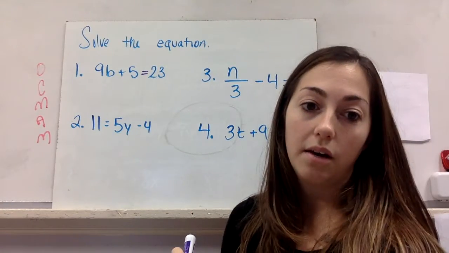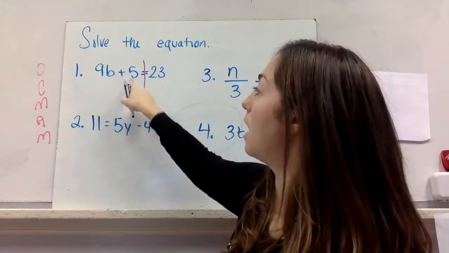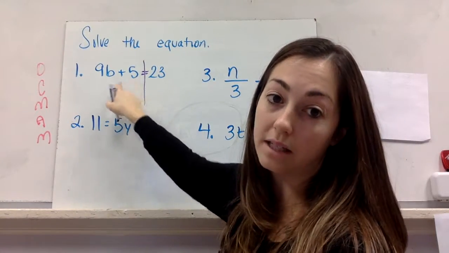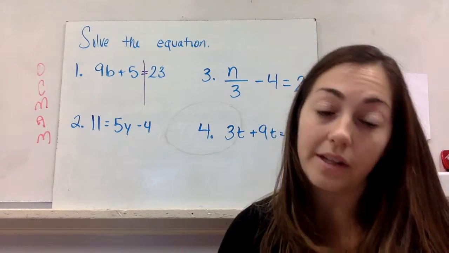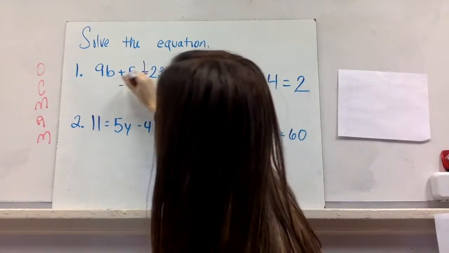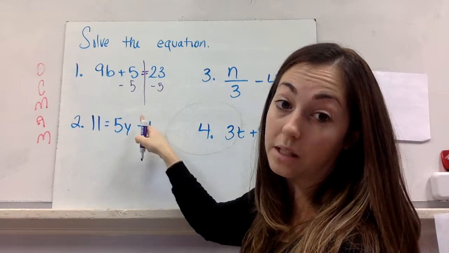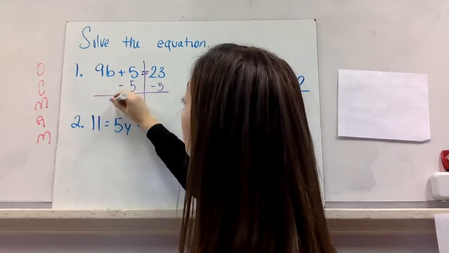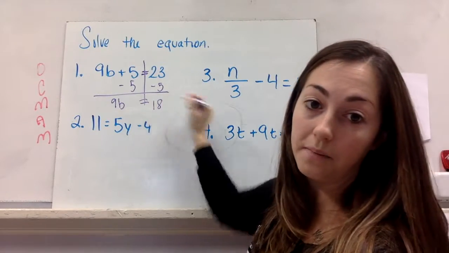And so now we're at A, add or subtract. So I'm going to add or subtract this positive 5. Well, it depends. If it's negative, I add. If it's positive, I subtract. Because it's positive, I'm going to subtract 5. And you've got to do it to both sides of that equal sign. That's why there's a line there. And then I have 9b equals 18.